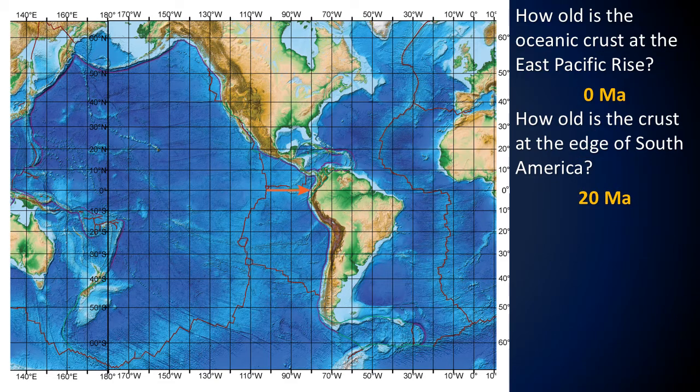That was a trick question. I've not told you yet, though you could look it up. Along the equator, the oceanic crust at the edge of South America is about 20 million years old. 20 MA.